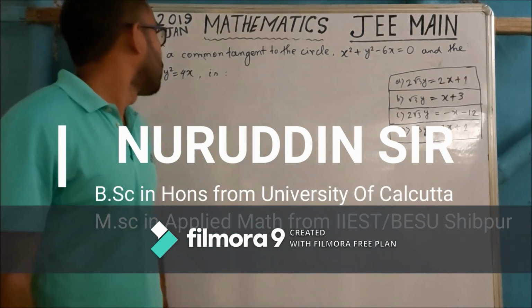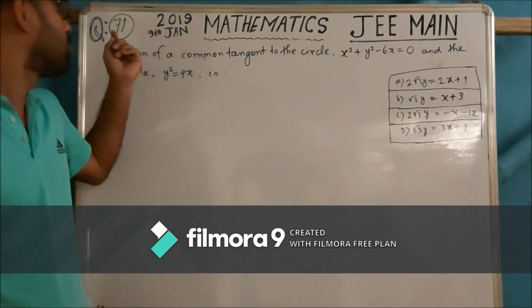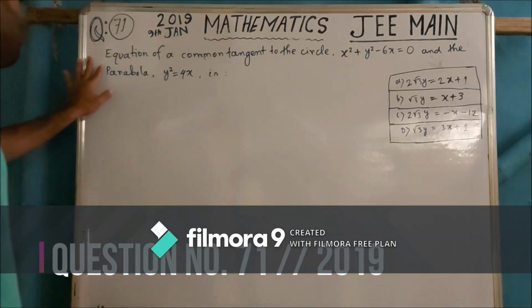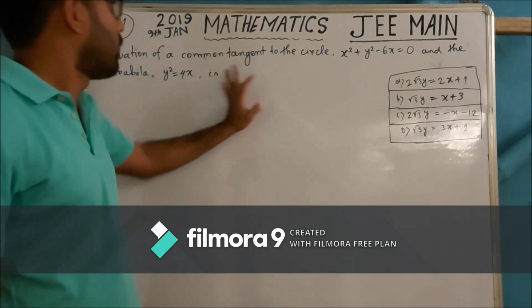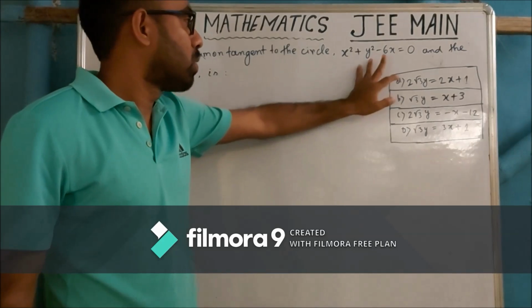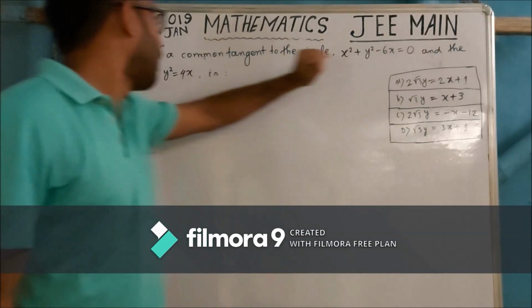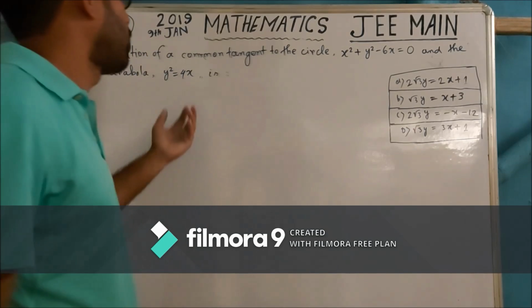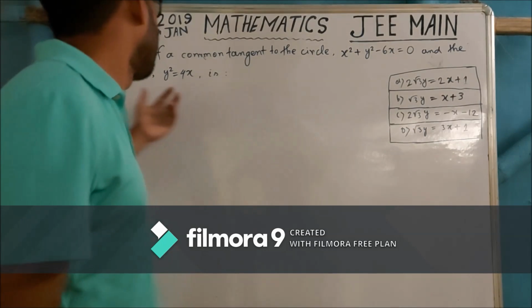This problem came in the MNC exam in January 2019, on 9 January. The question number is 71. The question is: the equation of a common tangent to the circle x square plus y square minus 6x is equal to 0 and the parabola y square equal to 4x. How to find the common tangent to the circle and the parabola?